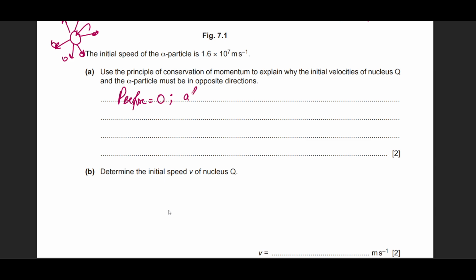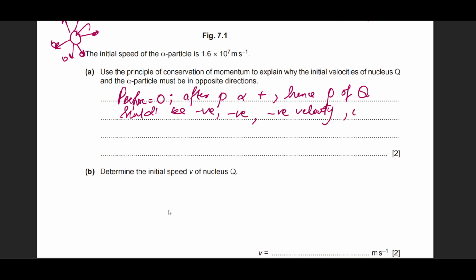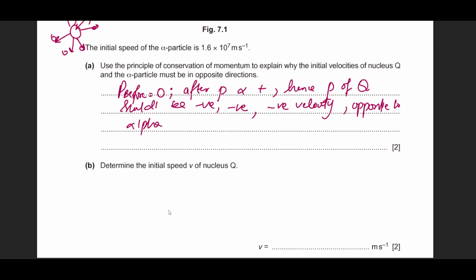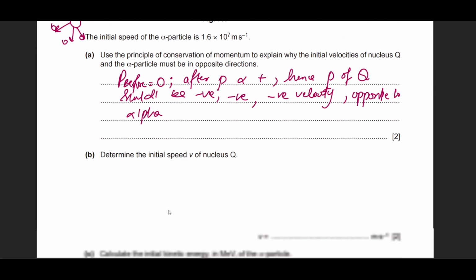After the explosion, and you can phrase it in your own words, the momentum of the alpha particle is positive. Hence, the momentum of Q should be negative, and negative momentum with the current reference means it should have a negative velocity, or it should be moving opposite to alpha. I've explained the reason for that as well. You can use your own words to explain this.